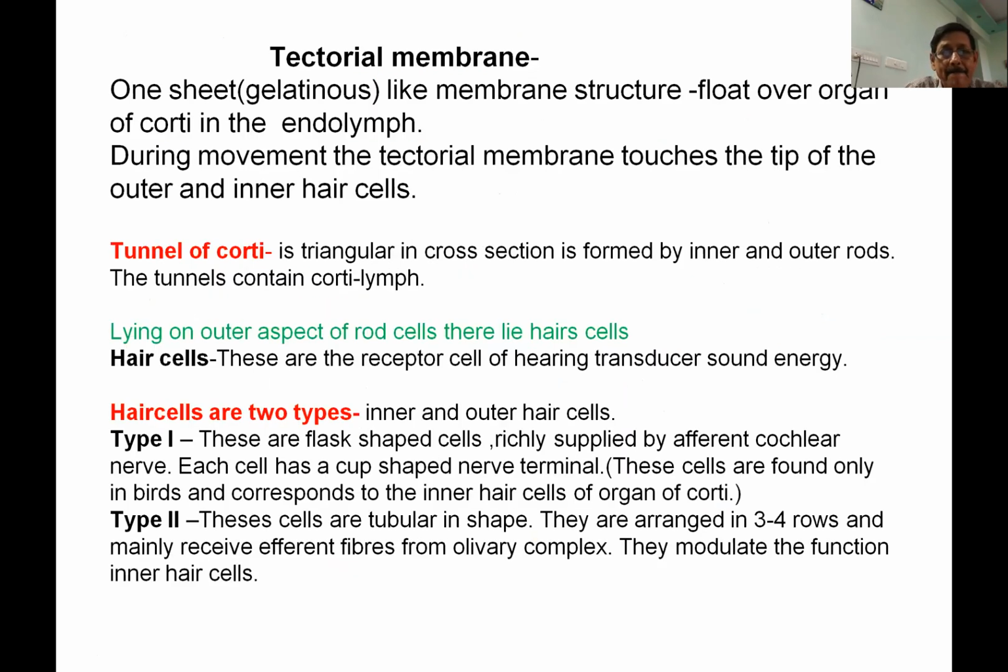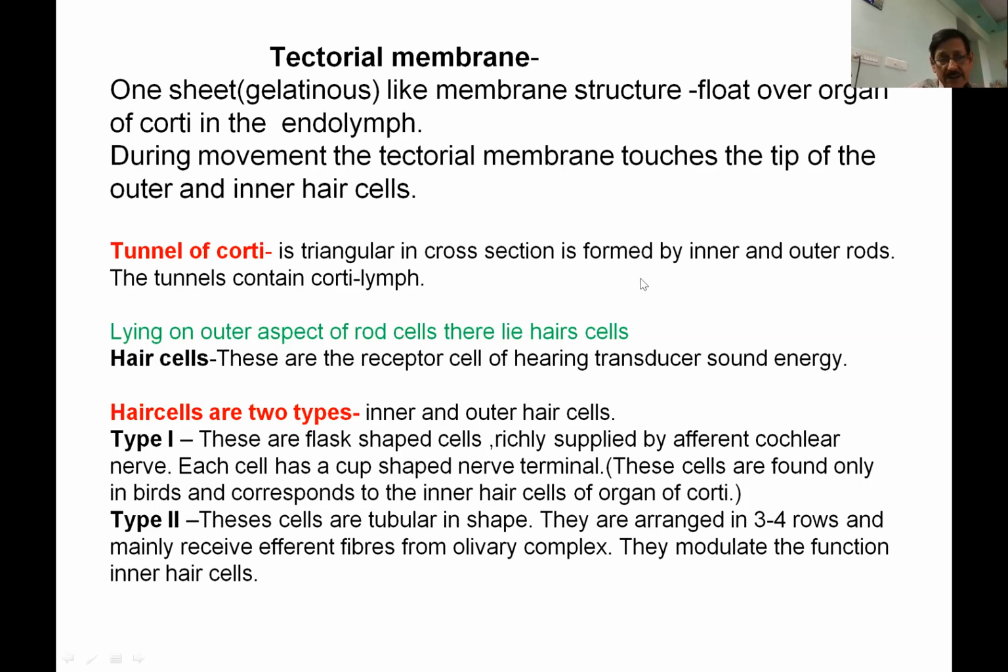The tectorial membrane. What is the function of this tectorial membrane? It is a gelatinous sheet-like structure which floats in the endolymph in the organ of Corti. During the movement, the tectorial membrane touches the tips of the outer and inner hair cells, leading to electrical stimulation.